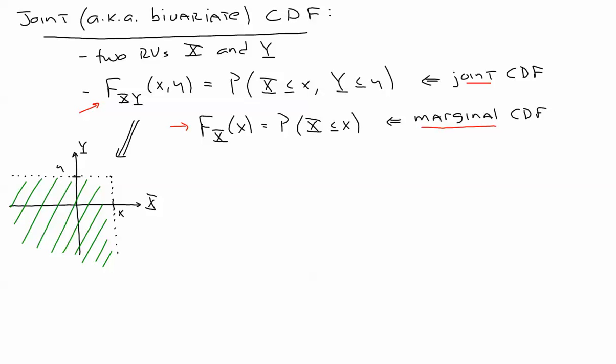Another thing I need to point out is this comma. That comma right there is a conjunction. It means the word and. So my joint cumulative distribution function means that random variable capital X is less than or equal to some level little x, and at the same time, simultaneously, random variable Y is less than or equal to some level little y. Okay, let's look at the properties.